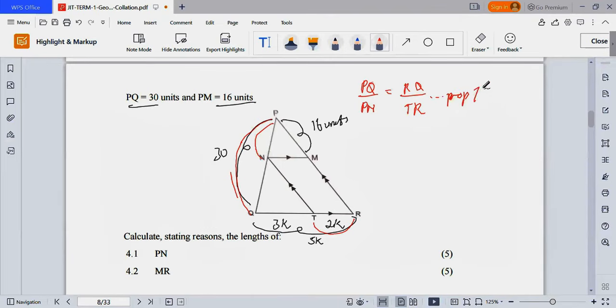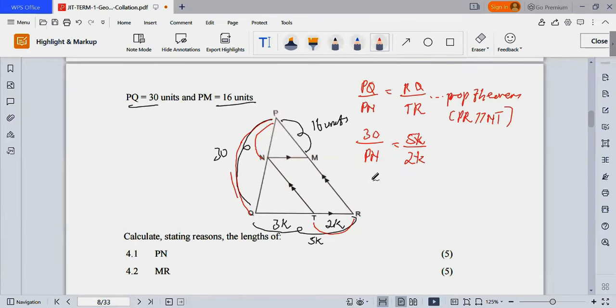And then we say prop theorem. Then let's give them the pair of parallel lines that we used. It was based on these parallel lines, which is PR parallel to NT. So this was the line drawn parallel to one side of the triangle. Then PQ, we've been given it's 30. Then we don't know PN. That's what we are trying to calculate. But the RQ here is 5K. So let's go ahead and substitute 5K. And then the TR is 2K. So we know the K and K will cancel out eventually.